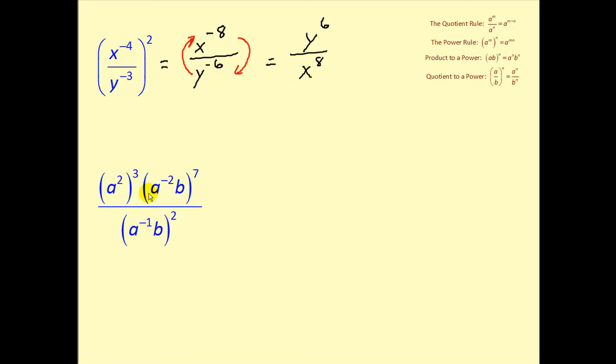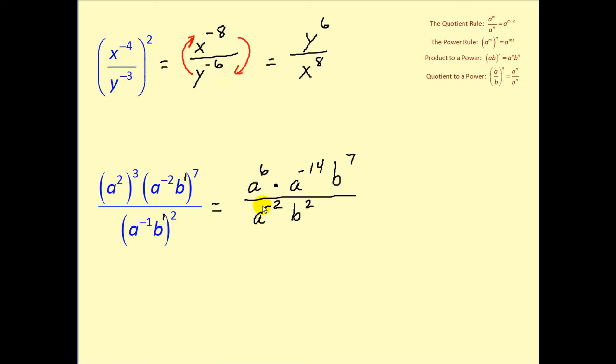Okay, we have one more. Now, there's quite a bit going on in this problem. Notice that we do have powers to powers, so we'll apply that rule first. So in our numerator, this would be a to the 2 times 3, or a to the 6th, times, here we'd have a to the negative 14th and b to the 7th. And in our denominator, we'd have a to the negative 1 times 2, a to the negative 2 power, b to the positive 2 power.